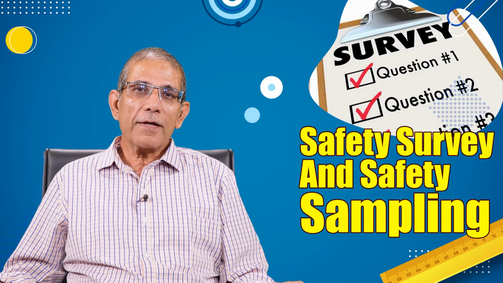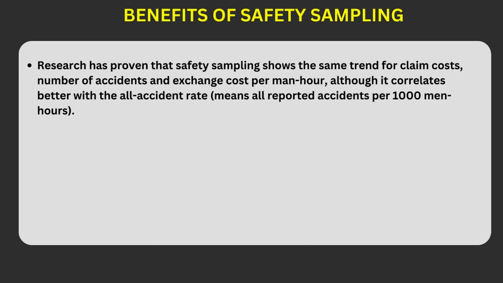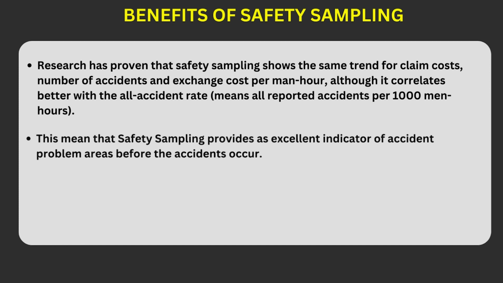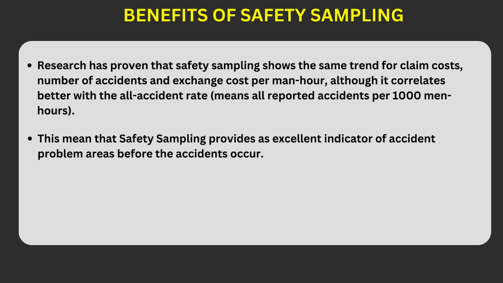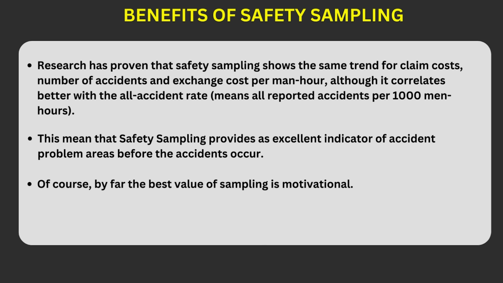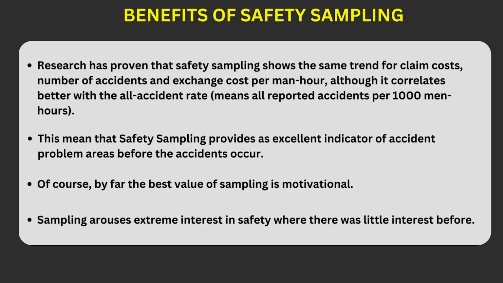What are the benefits of sampling? Research has proven that safety sampling shows the same trend for claim cost, number of accidents and accident cost per man hour, although it correlates better with all accident rate, meaning all reported accidents per 1000 man hours. This means that safety sampling provides an excellent indicator of accident problem areas before the accident occurs. Of course, by far the best value of sampling is motivational. Sampling arouses extreme interest in safety where there was little interest before.